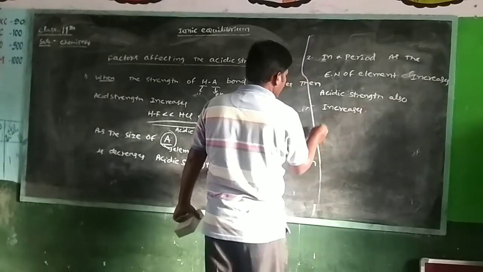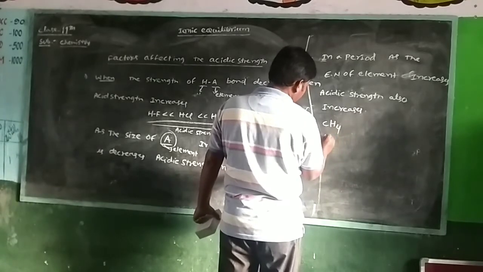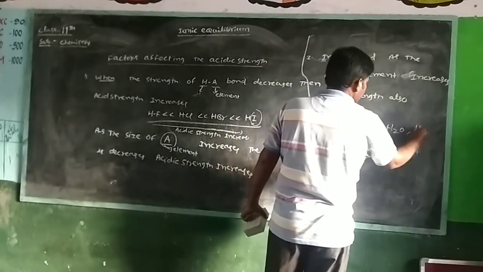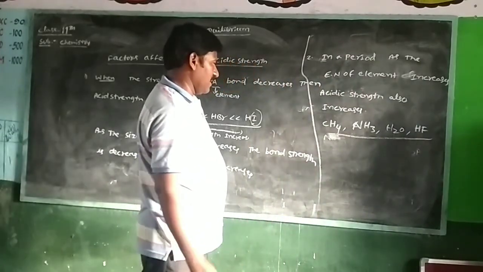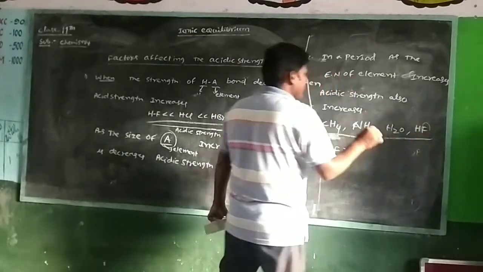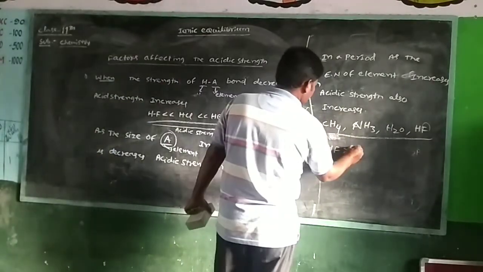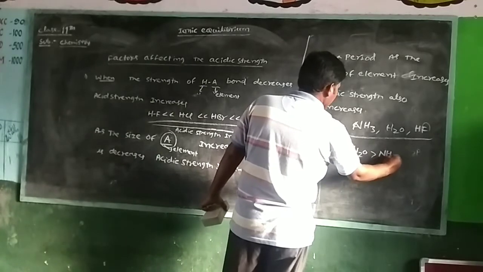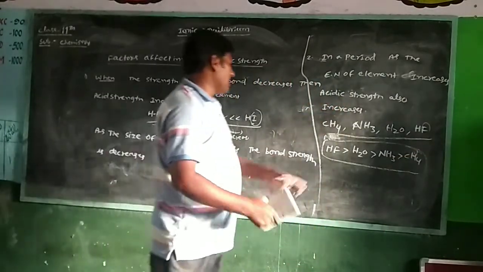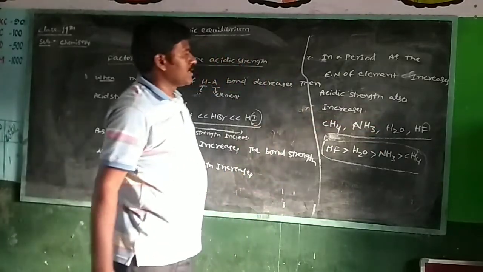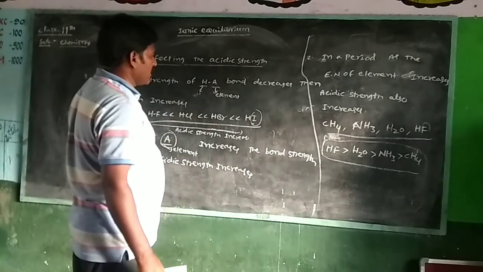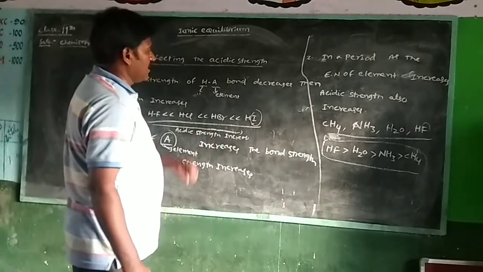For example, CH4, NH3, H2O and HF. In a period, as the electronegativity of the element increases, acidic strength also increases. So HF is greater than H2O, which is greater than NH3, which is greater than CH4. These are the 14th, 15th, 16th and 17th group elements.